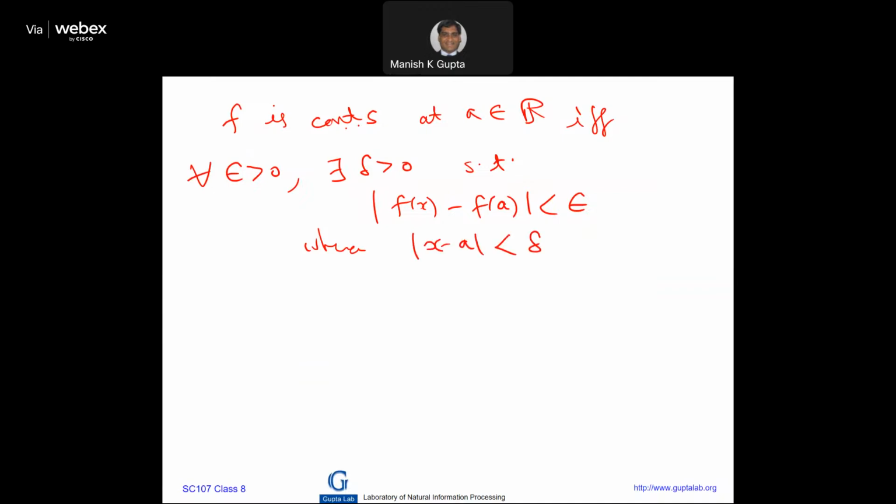You can clearly see that from the previous definition, capital L is replaced by f of a, right? Because the limit is now f of a, and here the x not equal to a condition is dropped. So x has to be defined. So now in terms of neighborhood, if you remember, I can just write down that picture here.